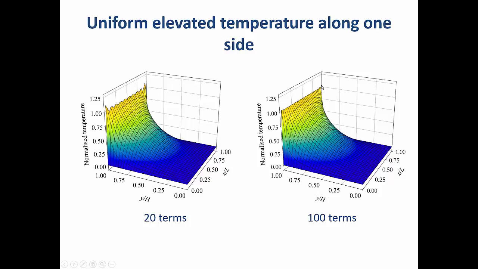There is always an overshoot here, which is known as the Gibbs phenomenon, and this is specifically to do with the fact that we effectively have a temperature discontinuity at the corner where it suddenly changes from being T0 to T1.